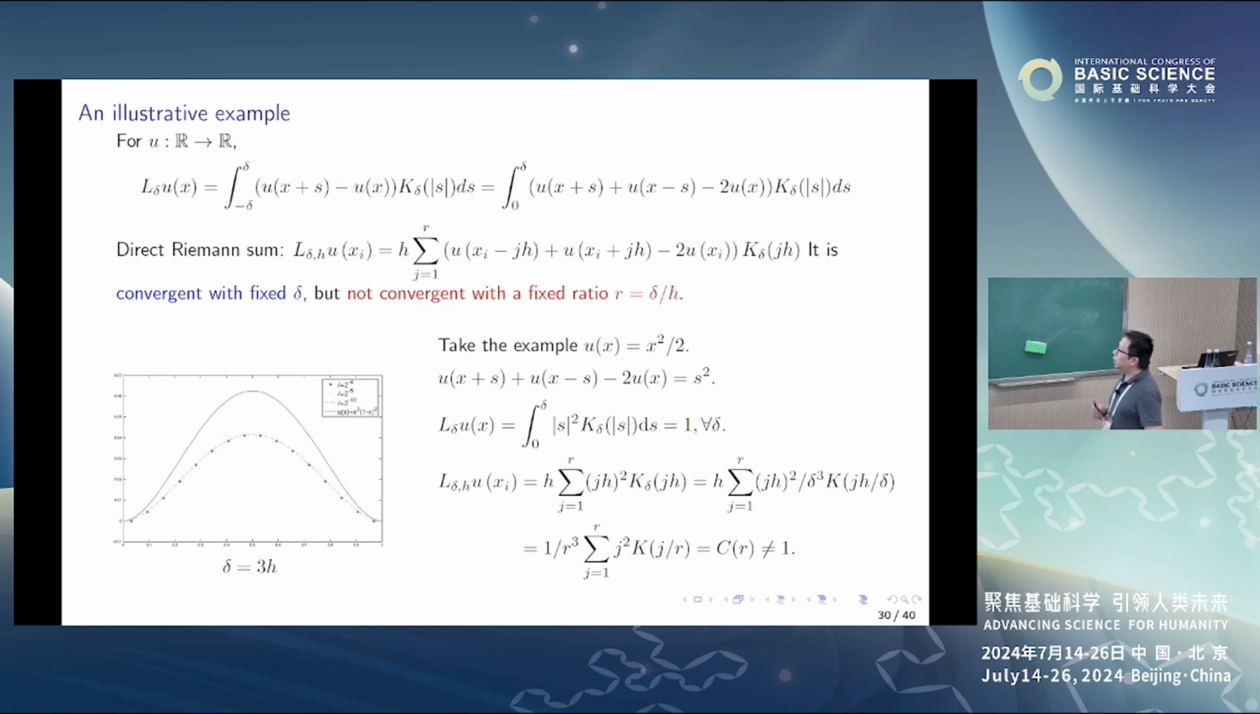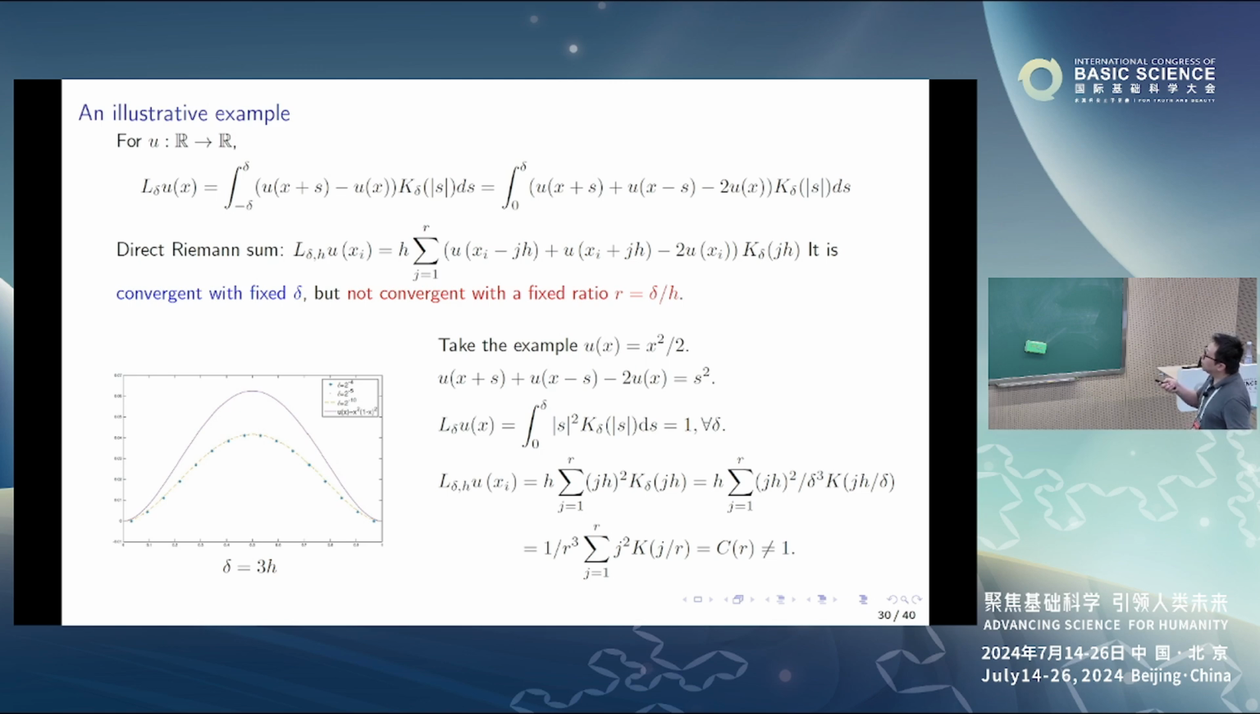Here is a simple example in one dimension. Now we consider this nonlocal diffusion operator. It's the integral from minus delta to delta of u of x plus s minus u of x times a kernel function. Due to the symmetry, we can rewrite this integral as the integral from 0 to delta, and write the integrand as u of x plus s plus u of x minus s minus 2u of x, times the kernel function, same thing.